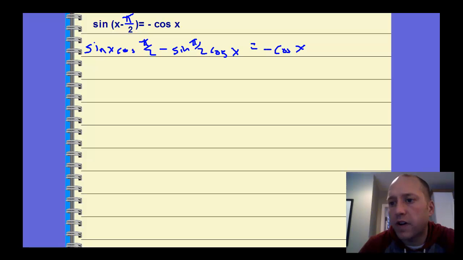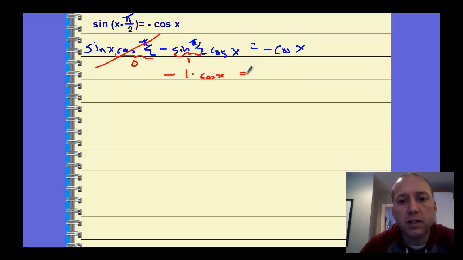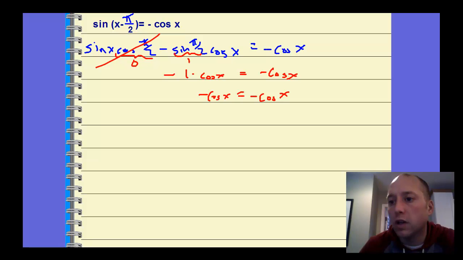So we can simplify a little bit here. Cosine of pi halves, that's actually 0. Sine of pi halves, that's 1. Well, that's kind of nice, because this first term, sine of x times 0, that whole thing is 0. So you have a negative 1 times cosine x, which we are now done. This is negative cosine x. So the trig values just help get rid of the terms we wanted to eliminate.